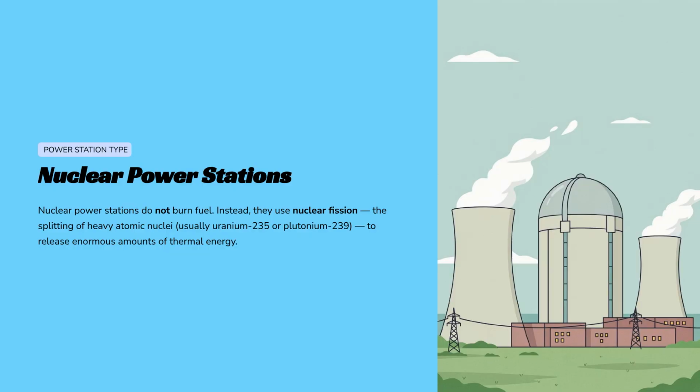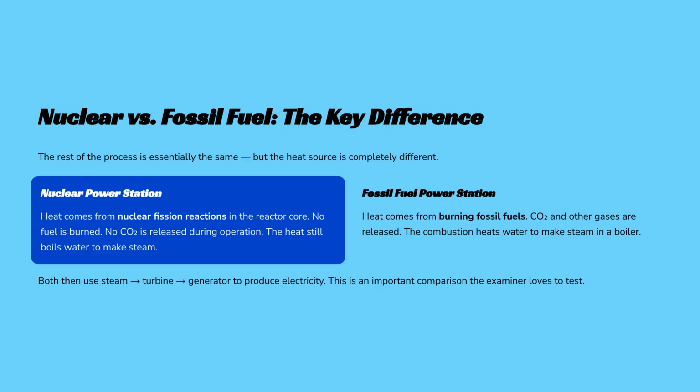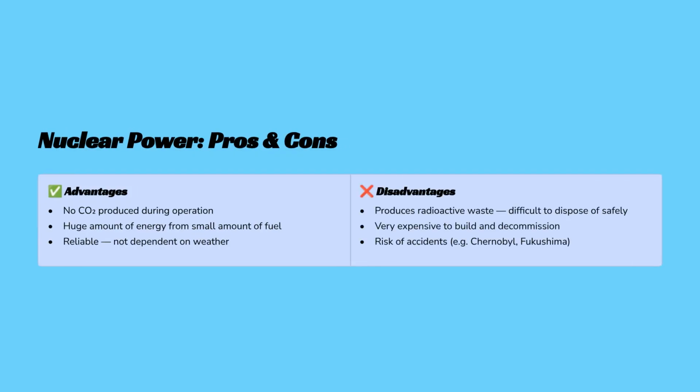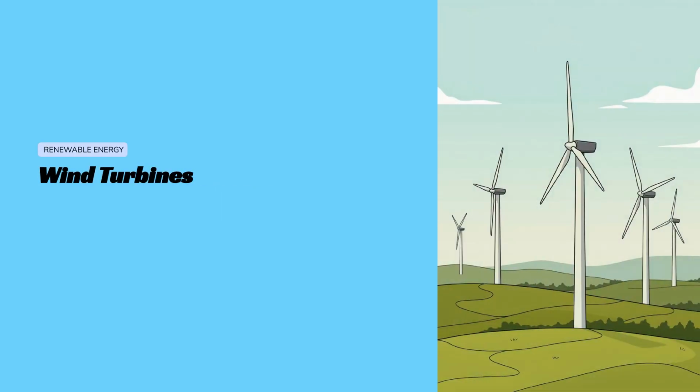Nuclear power stations operate differently. They do not burn fuel. Instead, they use nuclear fission, where heavy atomic nuclei, like uranium, are split to release vast amounts of thermal energy. While fossil fuel stations burn fuel and release gases, nuclear stations use fission reactions to heat water. Both ultimately rely on the steam-to-turbine-to-generator process. Nuclear power is reliable and carbon-free during operation, but it is expensive to build, produces radioactive waste, and carries the risk of accidents.